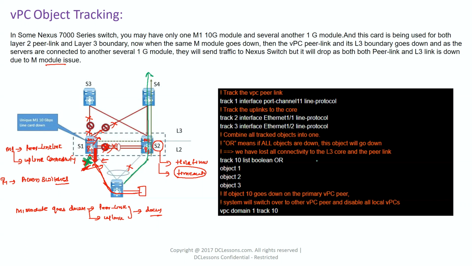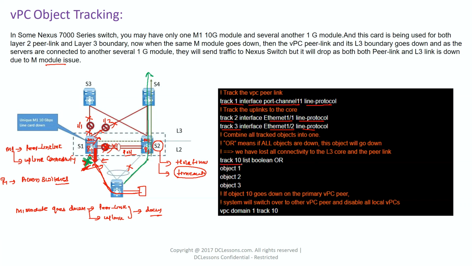Okay. Now, if you want to see the command, what is the command available? Track 1 interface port-channel, because this is port channel 11. So what I have done, I am tracking via track 1 line protocol, track 2 interface Eth 1/1 line protocol, track 3 interface Eth 1/2 line protocol. So it is 1/1 and 1/2, right? And this is my port channel 11.